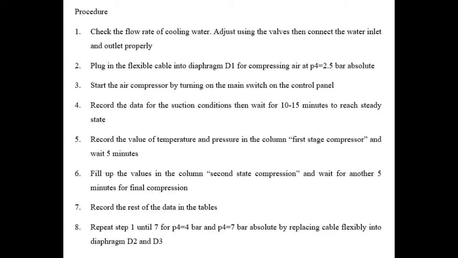Step 5, record the values of temperature and pressure in the column for the first stage compressor and wait for 5 minutes. Step 6, fill up the values in the column for the second stage compression and wait for another 5 minutes for the final compression. Step 7, record the rest of the data in the tables. Step 8, repeat step 1 until 7 for P4 equal to 4 bar and P4 equal to 7 bar absolute by replacing the flexible cable into diaphragm D2 and D3.